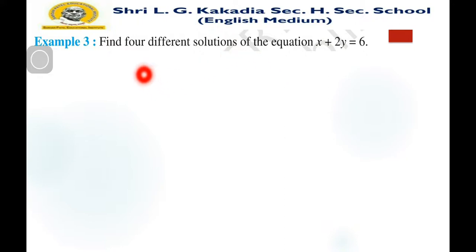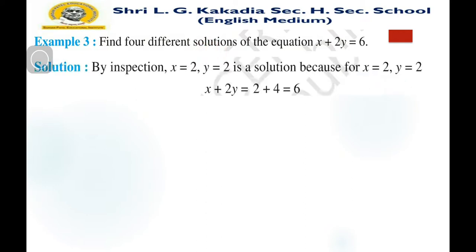So here we are asked to find 4 different solutions. So let us take values of x and y. By inspection, x is equal to 2 and y is equal to 2 is a solution, because for x is equal to 2 and y is equal to 2, we put it in the equation x plus 2y. Putting x is 2 and y is 2, 2 into 2 is 4, 4 plus 2 is equal to 6. So RHS and LHS are equal. So we can say that (2, 2) is a solution of the given linear equation.